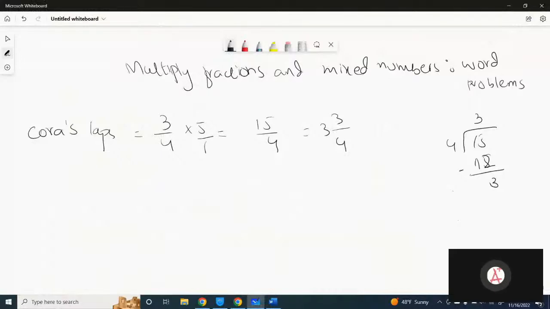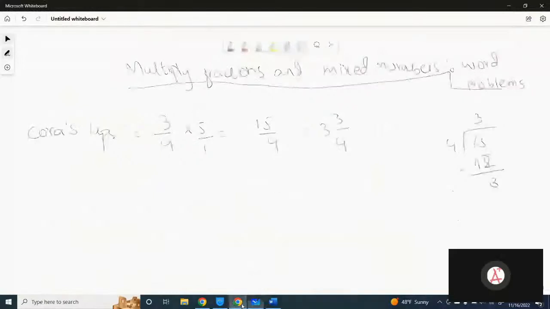Ramesh, it's on grade 7. The chapter is operations with fractions, and the lesson name is multiply fractions and mixed numbers word problems. You can find the lesson in grade 7. The chapter name is operations with fractions and the lesson name is multiply fractions and mixed numbers word problem. Got it, Ramesh?